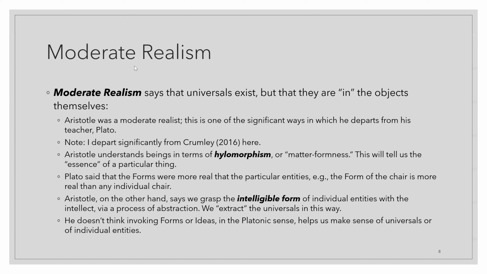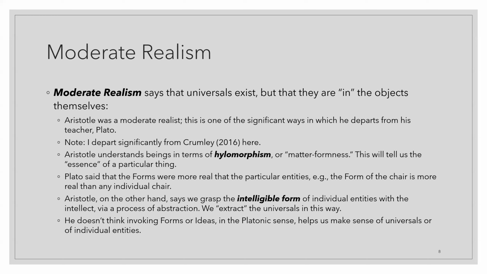So, for example, Aristotle was a moderate realist. So Plato was a strong realist. Plato was Aristotle's teacher. Aristotle was his most famous student. So where Plato says that forms exist over and above, separately from individual appearances in the world, Aristotle says no. The forms are in the objects, not separate from them.